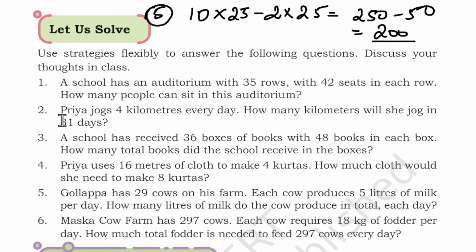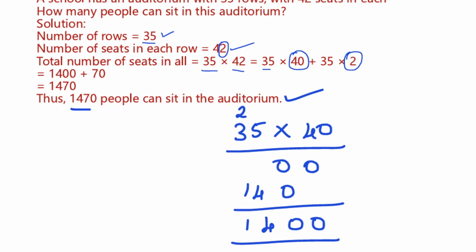So next question. Priya jogs 4 kilometers every day. How many kilometers will she jog in 31 days? Okay. Again 4 into 31. We are not going to do 4 into 31. What we are going to do is multiply 4 into 30, round it up, and plus 4 kilometers. Okay. I'll show you how to write the statement.